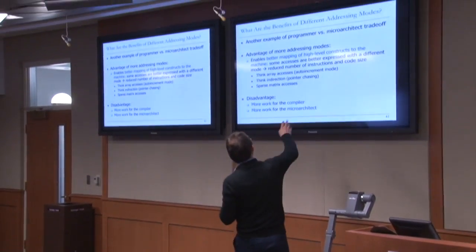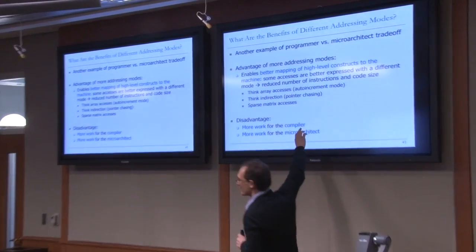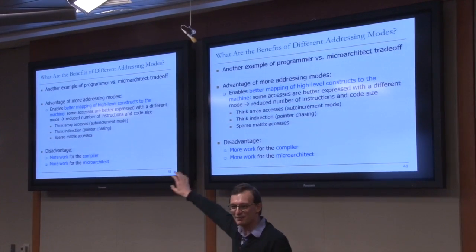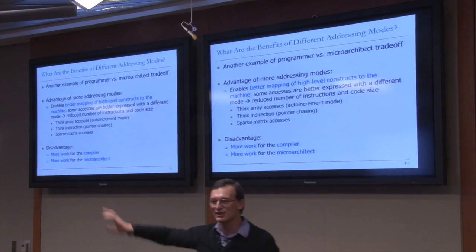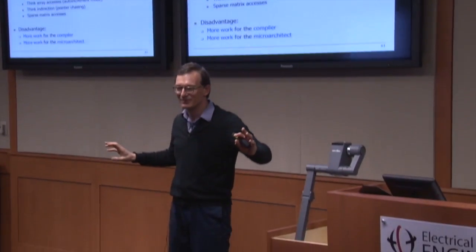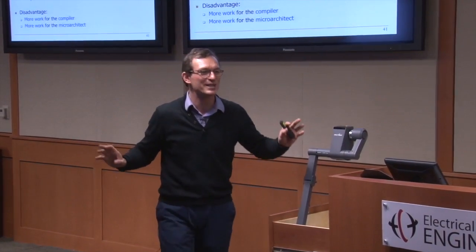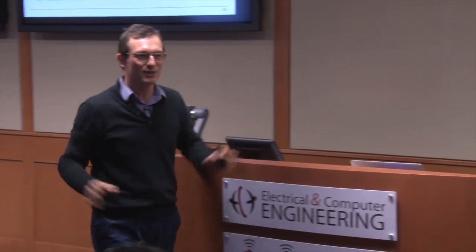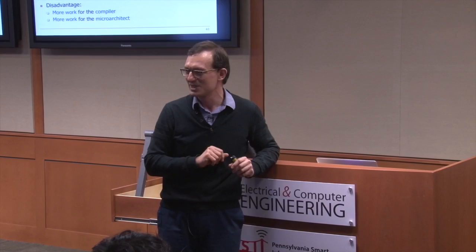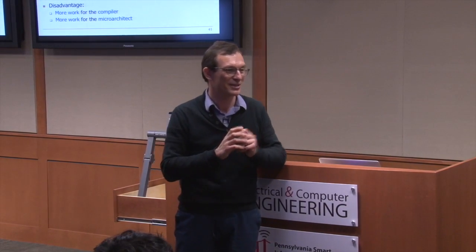So even though I say programmer versus microarchitect trade-off, there's some gray area in the compiler here. Because you're giving lots of options to the compiler now. That may not always be a good thing for the complexity of a compiler. If you give one option to the compiler, that's really easy, right? The compiler designer just compiles to that. And you don't have any other option.